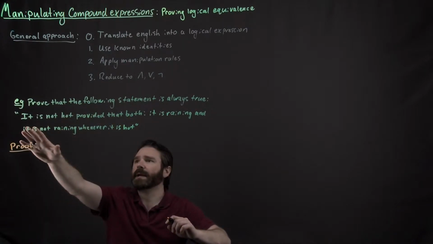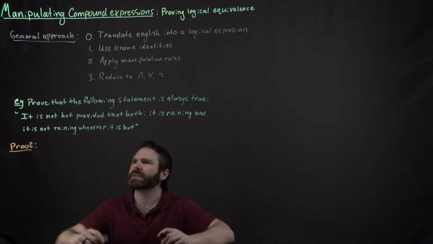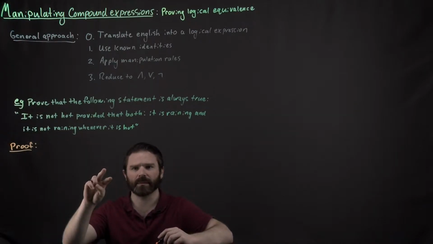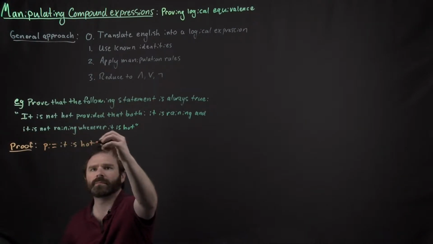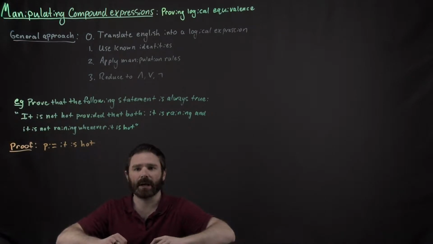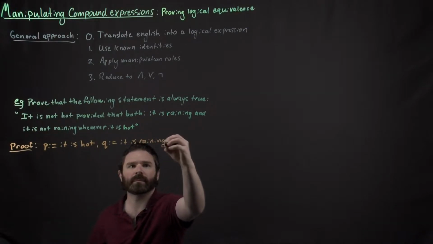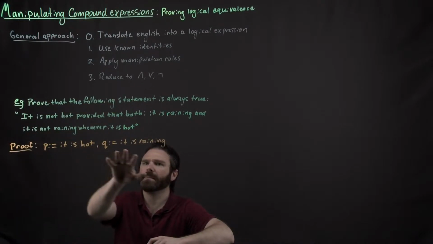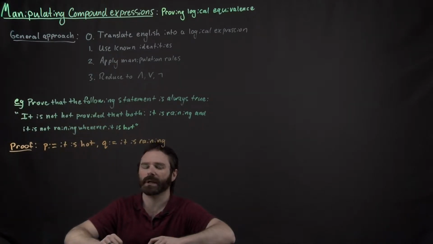So if we look at this sentence, it is not hot, provided that both it is raining and it is not raining whenever it is hot. I notice that it's only really talking about hot and raining. So I basically have two variables right here. And I'm going to let P be the expression, it is hot. And I let Q be it is raining. So I can't immediately jump to some logical expression for this English sentence. So I'm going to take it step by step for this translation step.